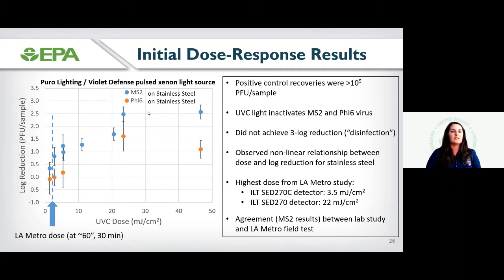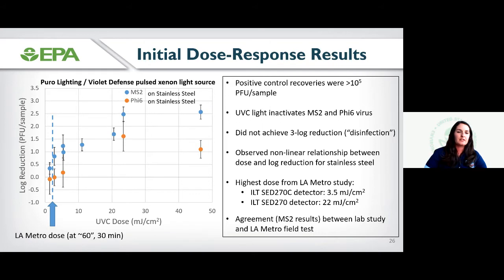At low doses, the dose response looks somewhat linear, but up at higher doses, we see this plateauing of our results. And we didn't see initially that we were able to achieve that 3 log inactivation. So again, there appeared to be this nonlinear relationship for our initial experiments conducted on stainless steel. And for reference, that dashed line pretty far over to the left on the x-axis is the highest dose that was measured as part of the LA Metro field study.